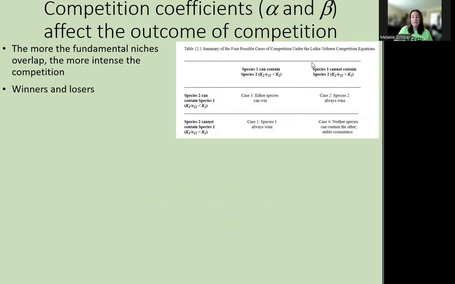Together, based on alpha and beta, both of these competition coefficients, there are four possible outcomes. Species 1 always wins, species 2 always wins, either species can win, or neither species can contain the other, and therefore there is a stable coexistence. So sometimes there are winners and losers, and sometimes they can actually coexist.